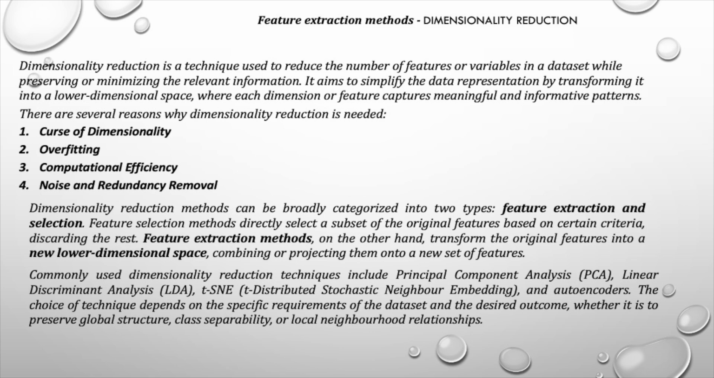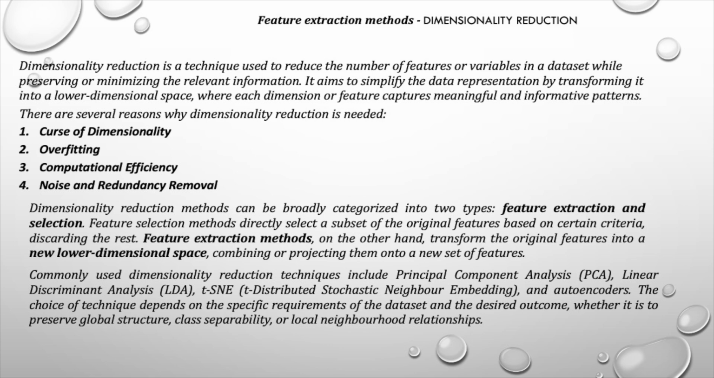Noise and redundancy removal. High-dimensional data often contains noise and redundant information that can obscure meaningful patterns. Dimensionality reduction techniques aim to filter out noise and extract the most relevant and informative features, improving the data quality and interpretability. Dimensionality reduction methods can be broadly categorized into two types: feature selection and feature extraction.